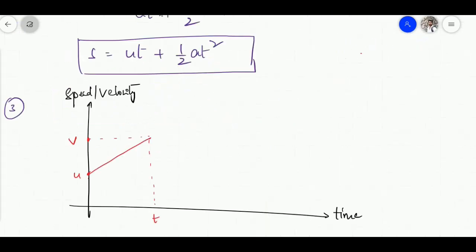For the third equation also I am taking the same graph. I started my journey with the velocity u, and after some time t, I reached velocity of v. So v is the final velocity and u is the initial velocity. Now the same thing, speed equal to distance by time, and distance equal to speed into time.